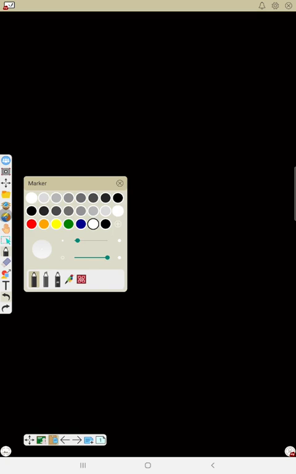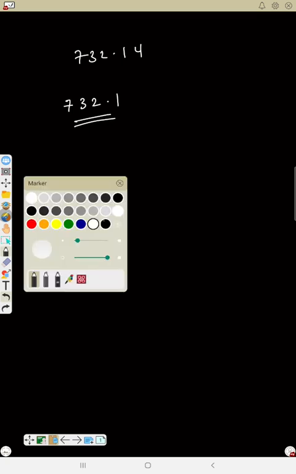Now what if I have 732.14? Change this to 4 significant figures. It means I should just have 4 numbers. 732.1. This is 4 significant figures. Don't change the rest to 0. If there is a decimal, stop exactly when you get the number.